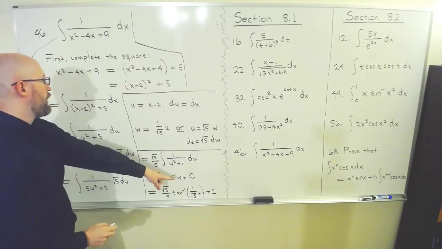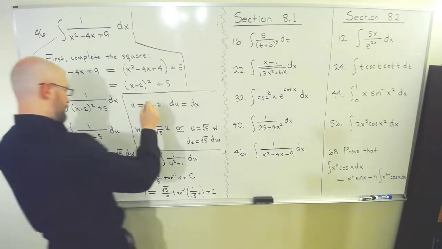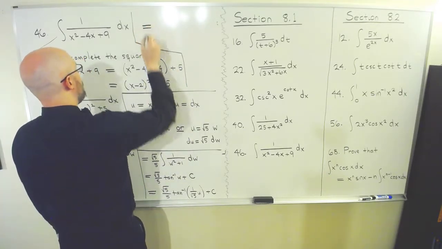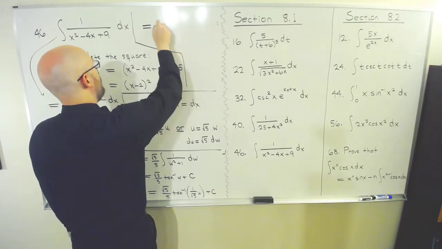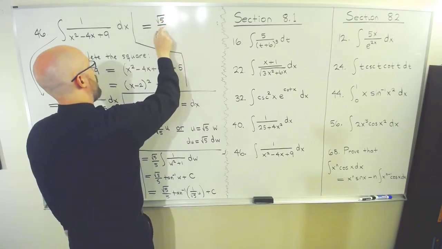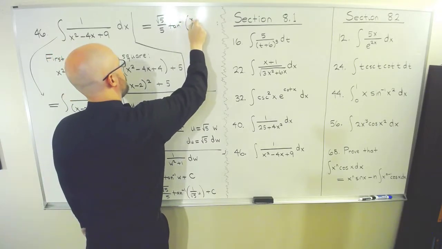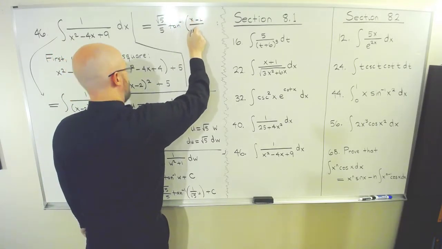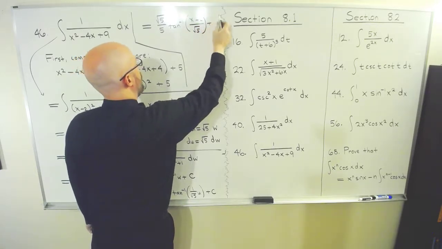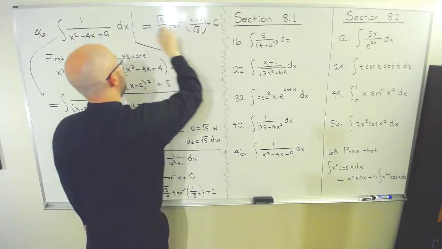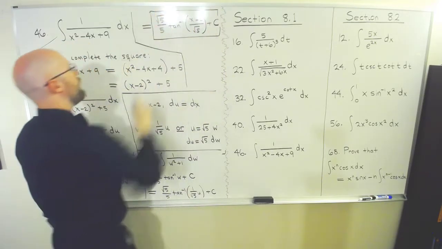And then finally I can go back and look at what u was. u was x minus 2. So what my answer is going to be finally at the end of the day is square root of 5 over 5, inverse tangent of (x minus 2) over square root of 5, plus c. And that's the answer.